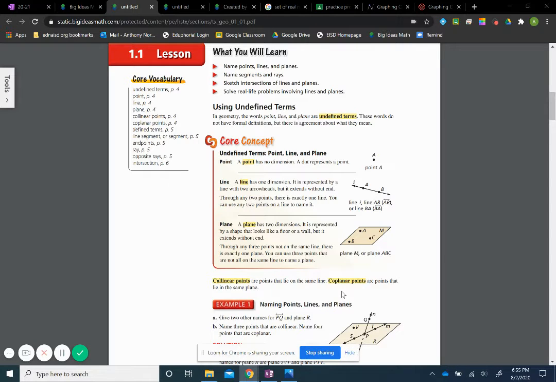So we're going to go over lesson 1.1 inside of our honors geometry class. This section is very reliant on vocabulary. Heads up, our quiz this week will basically be a vocabulary quiz. So we're going to start off with three terms.